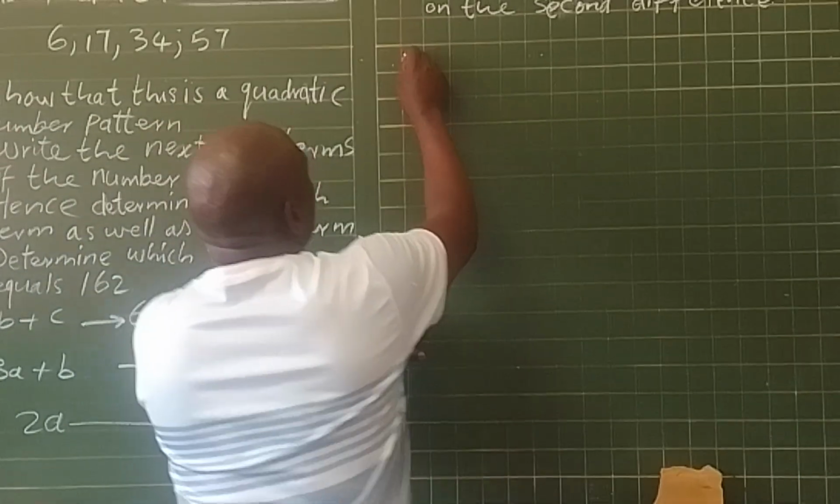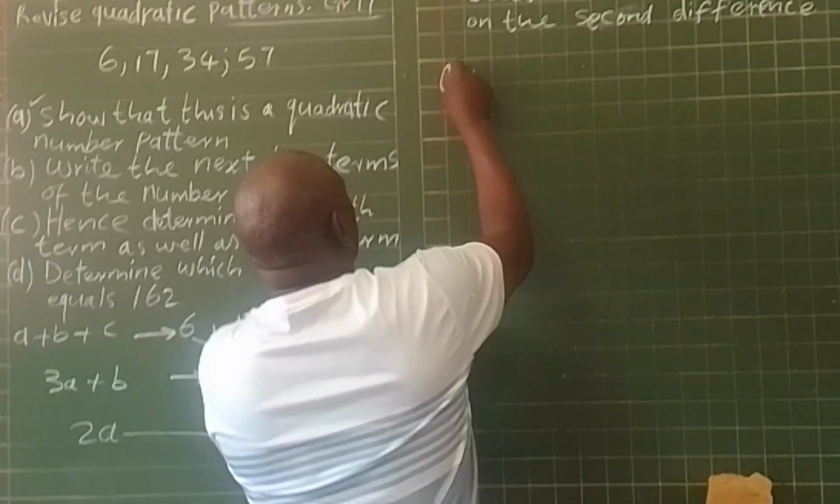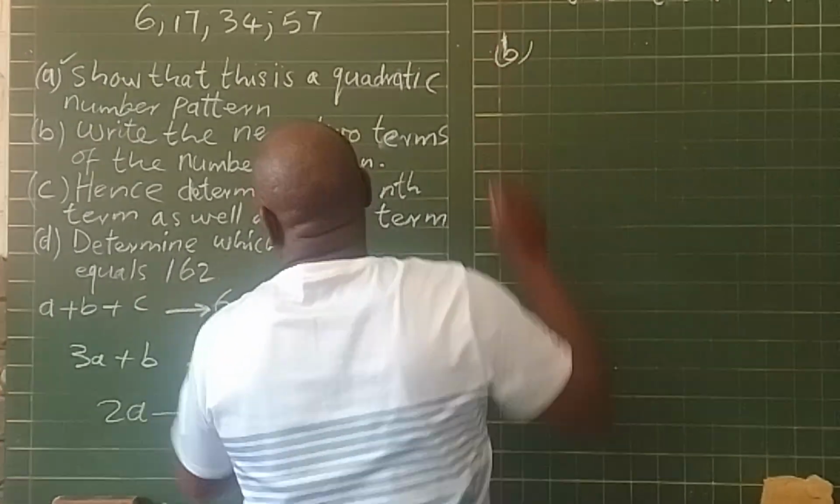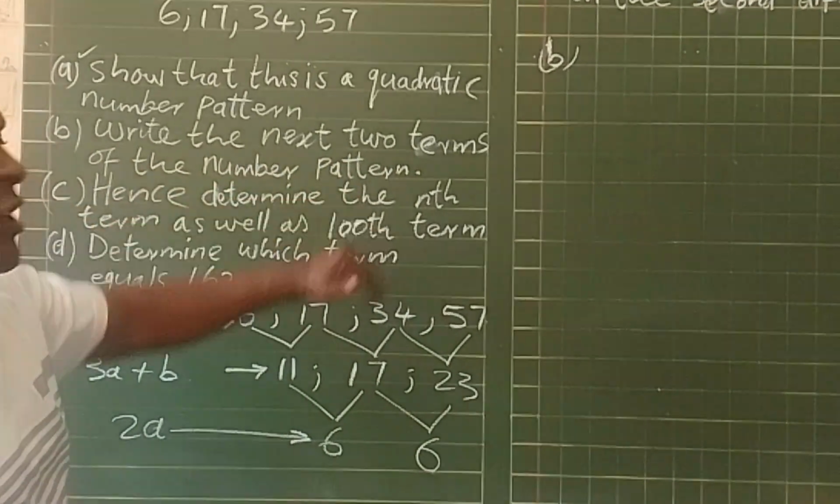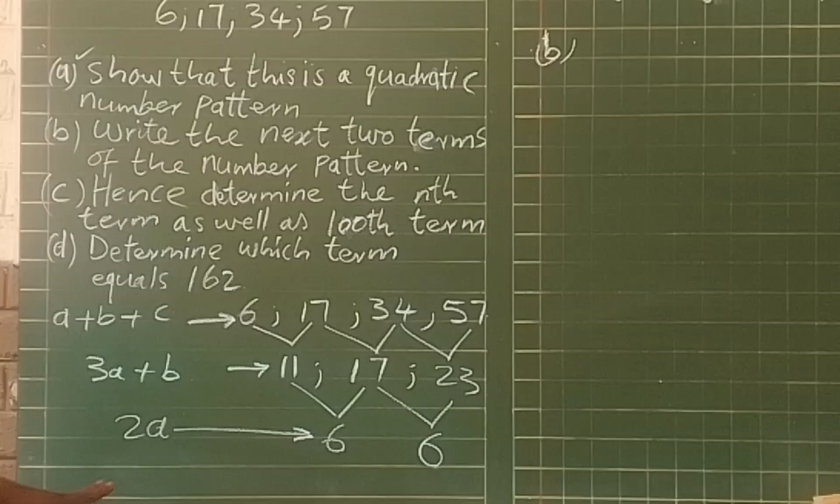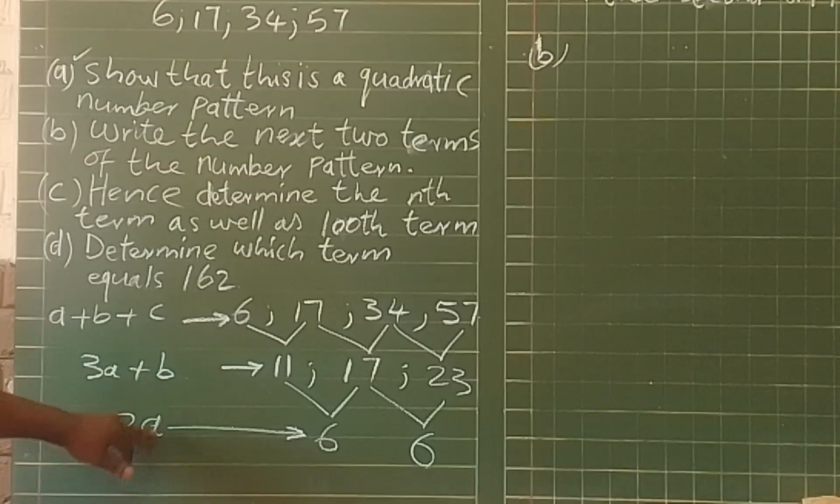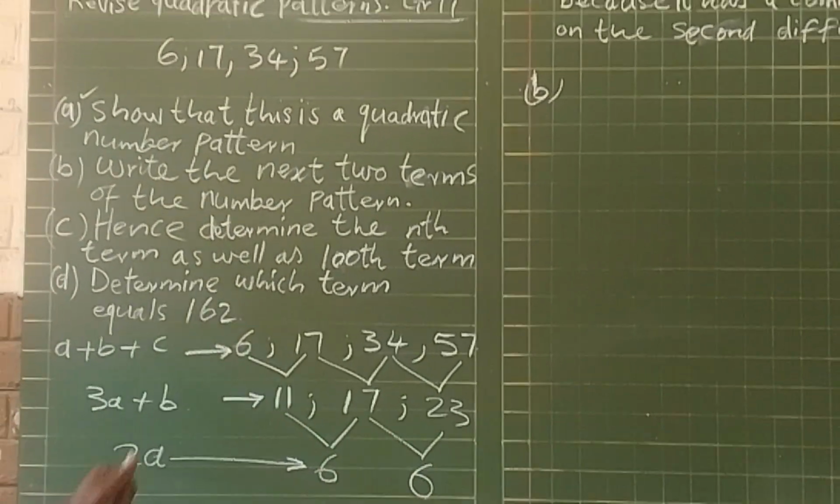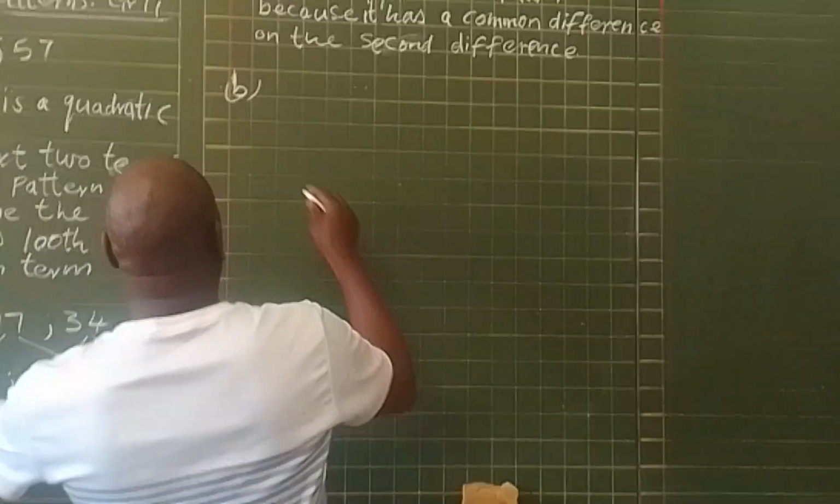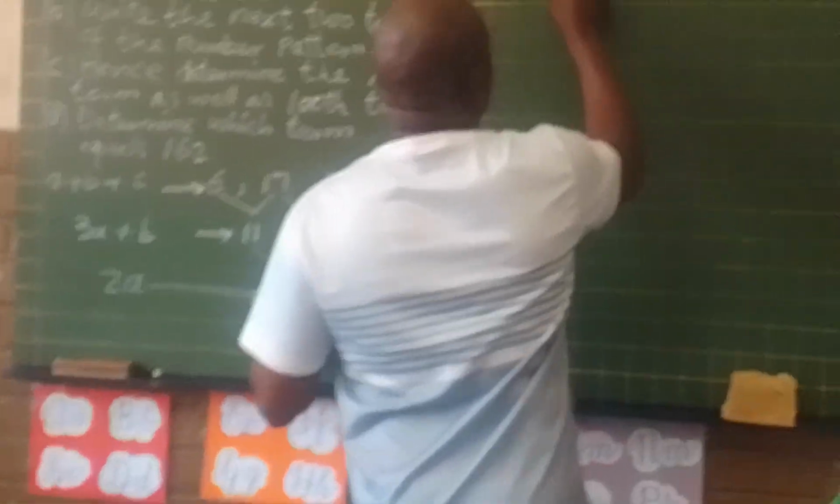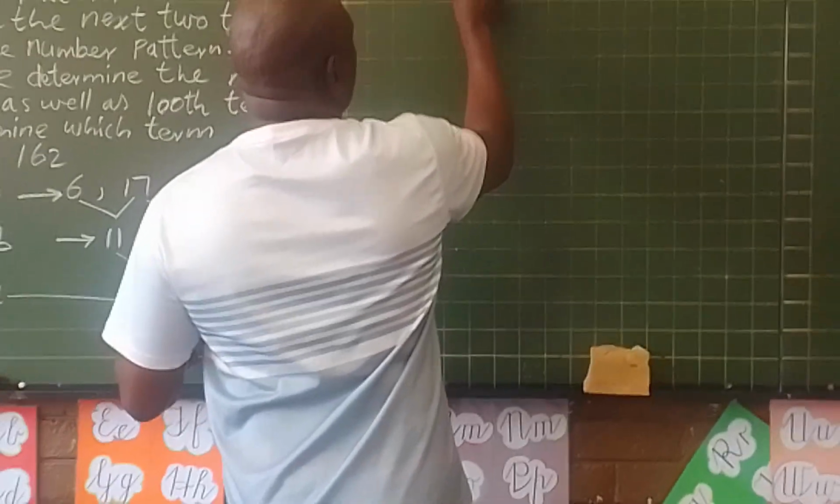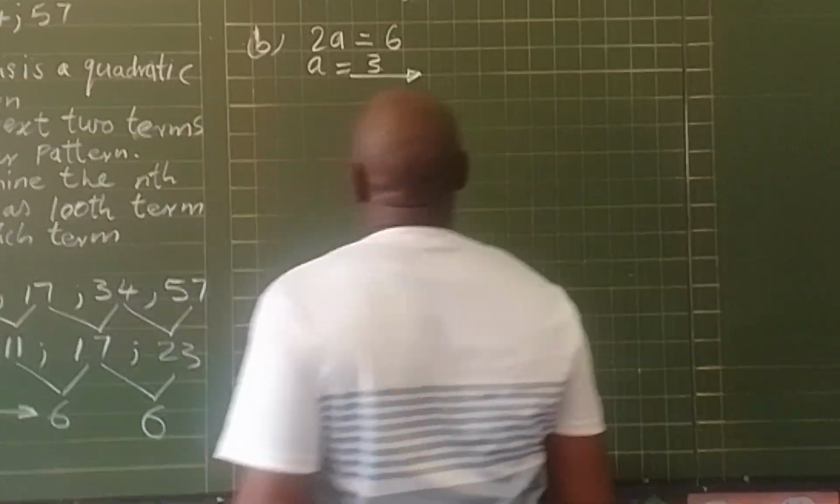Right, we're coming for number B. Number B says, write the next two terms of the number pattern. The next two terms of the number pattern you cannot find unless you find a, b, and c. You start at a. Always you start here. 2a is equal to 6. Then your a is what? a is equal to 3. You are done with a.